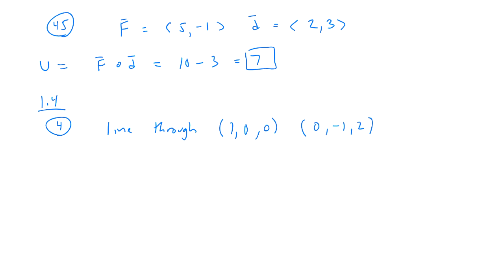So the question here is to find the equation of the line that goes through the points 1, 0, 0 and 0, negative 1, 2. So we know from yesterday that once you get past 2 dimensions, what we want to do is get the parametric equation. And the way you get that is we need a vector that's parallel to the line and a point that is on the line. So obviously, second one we have. How do we get a vector that's parallel?